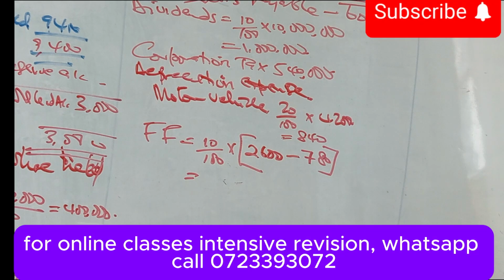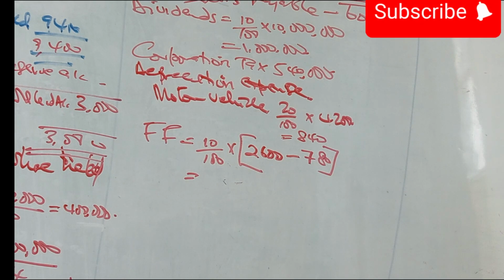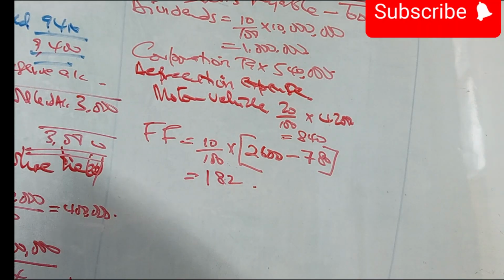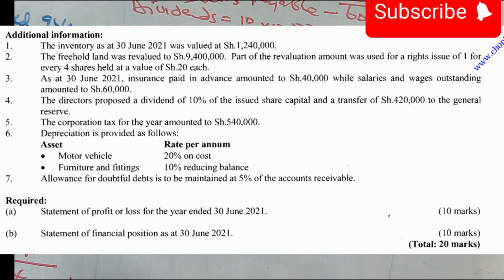2,600 minus 780. That's the net book value at the beginning of the year. We get the depreciation of the reduced balance, 0.1, and this gives us 182. Those are the small things that cause mistakes. At times we make mistakes. When you're told the reduced balance, you get the net book value at the beginning of the year, and you apply the depreciation rate to the net book value at the beginning of the year.